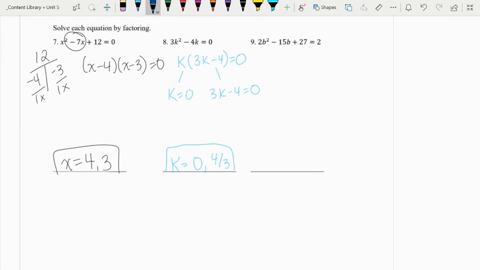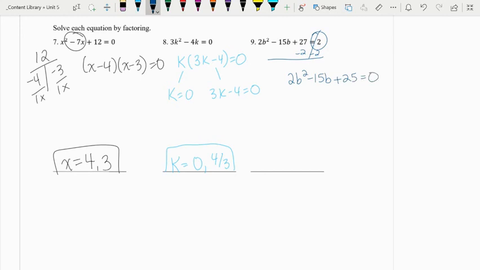On number 9, hopefully we notice something is a little bit different here. There is this 2 on this side, so we need to move that because in order to factor, we need it to equal 0. We would subtract 2 and rewrite our equation. 2b squared minus 15b plus 25 equals 0.